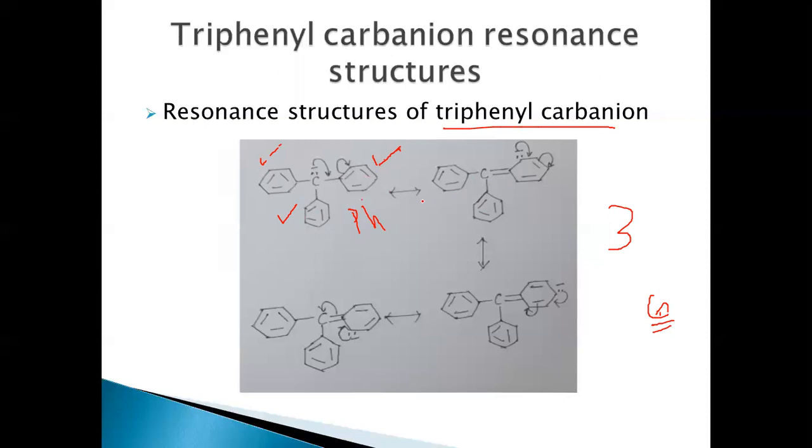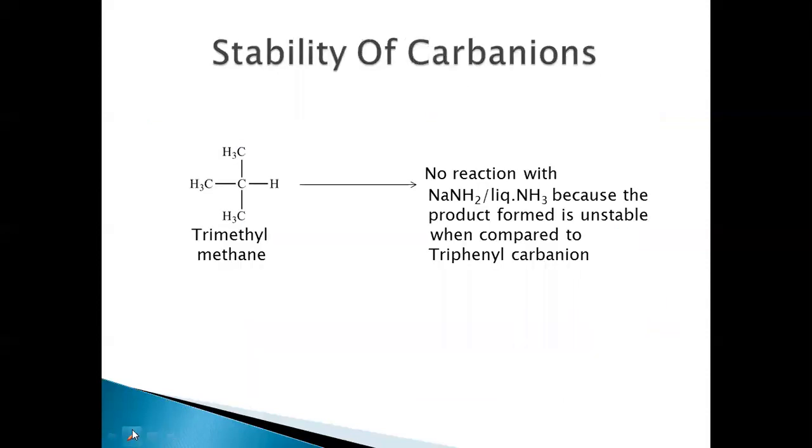So it readily reacts with NaNH2 in the presence of liquid ammonia, resulting in the formation of the carbanion. But when we come to trimethylmethane, which is nothing but tertiary butane, there is no reaction with liquid ammonia and NaNH2, because the product formed is unstable when compared to triphenyl carbanion. So we have discussed the applications of the mesomeric effect.